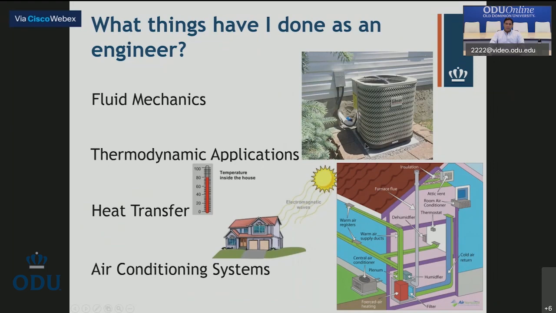This piece of equipment of an air conditioning is the condenser. Let me see, yeah, the condenser. It's the one that is outside the house. And the one that is inside the house that looks smaller than this but similar, it's called the evaporator.